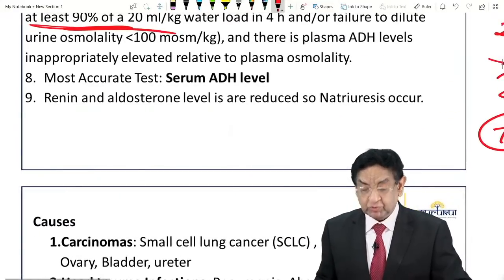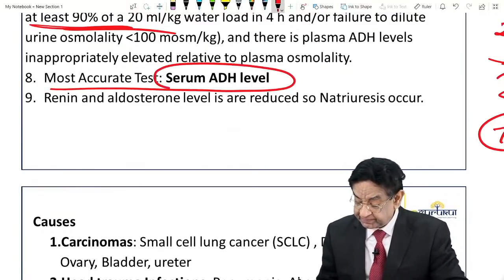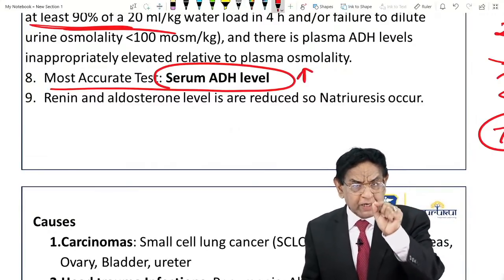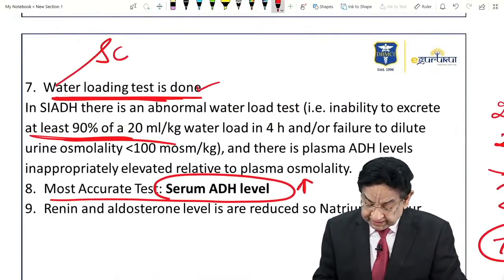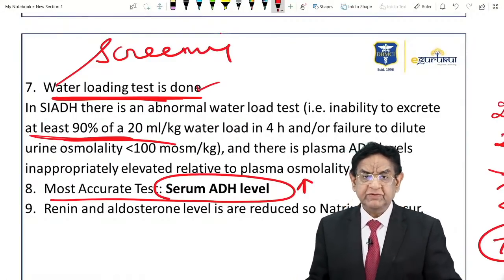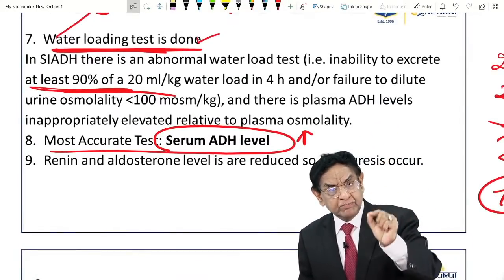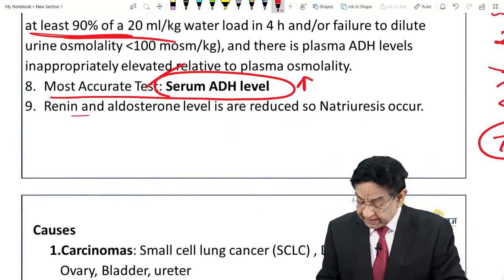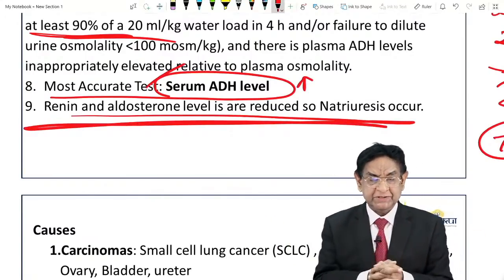And now, what is the most accurate test? Serum ADH level. Serum ADH levels are increased in these cases. So a point to be noted: if the question comes, what is the screening test? Water loading test is the screening test. But if the question is, what is the most accurate test? ADH level. And what happened to aldosterone and renin? They are reduced.